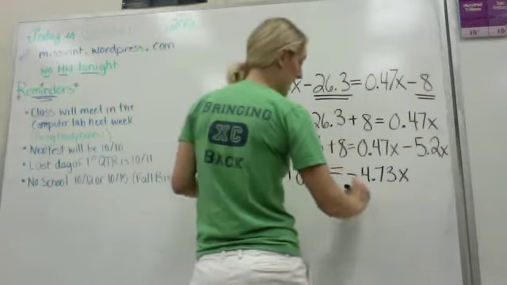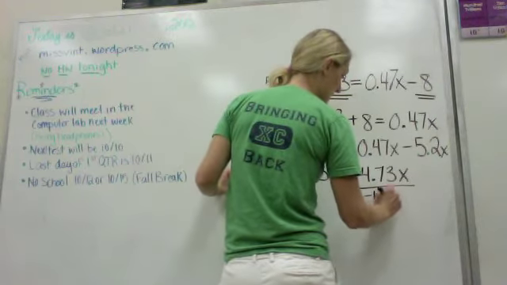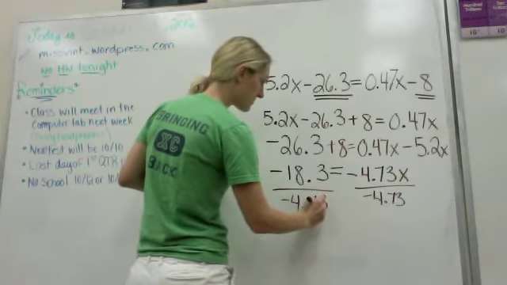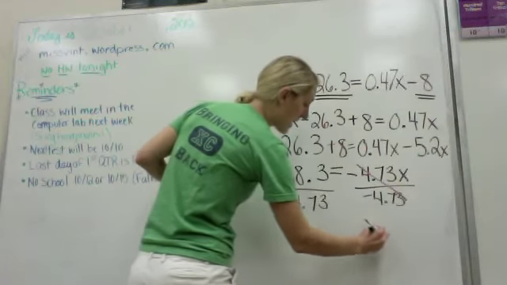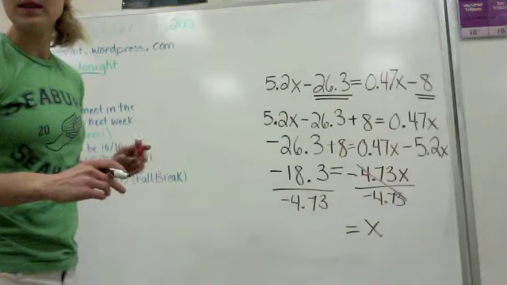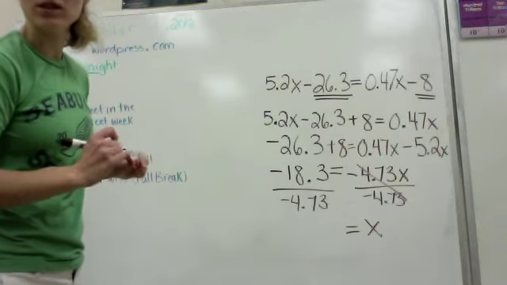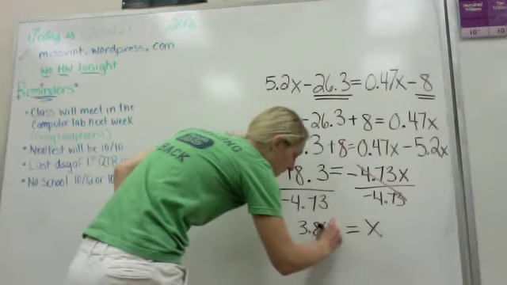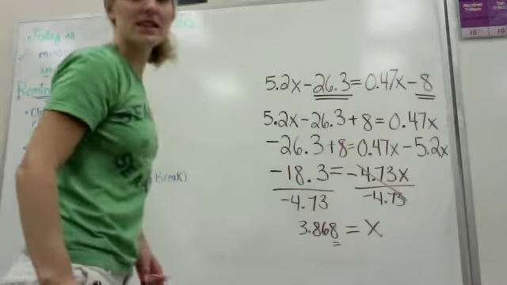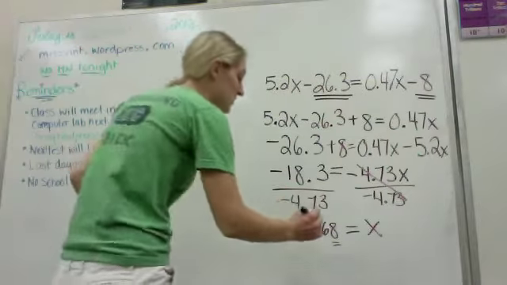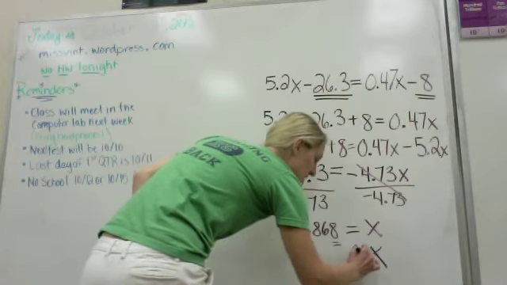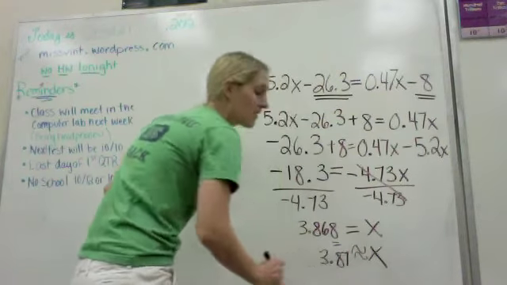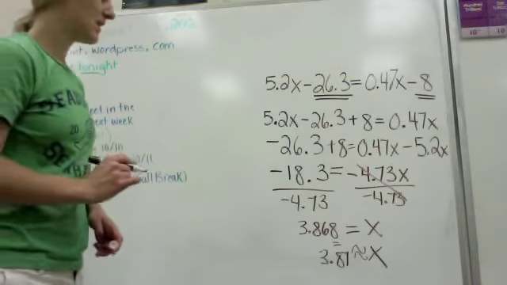I'm going to divide both sides by negative 4.73. Which is going to give me x equals 3.868. But because I've got an 8 there in the thousandths spot, I'm going to round it up to x is approximately, and I use that wavy equal sign, 3.87. That is my final answer.